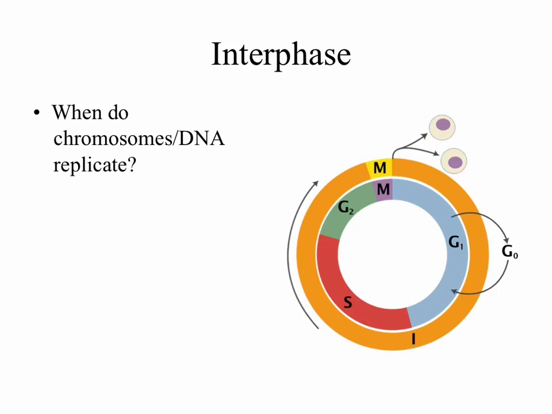The interphase has three important parts, G1, S, and G2. G1, or gap 1, is the phase where the cell goes through normal everyday processes. S phase stands for synthesis. This is when DNA is replicated. G2 phase is getting the cell ready for cell division.